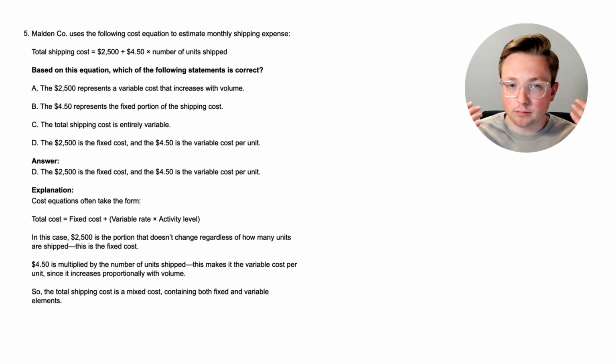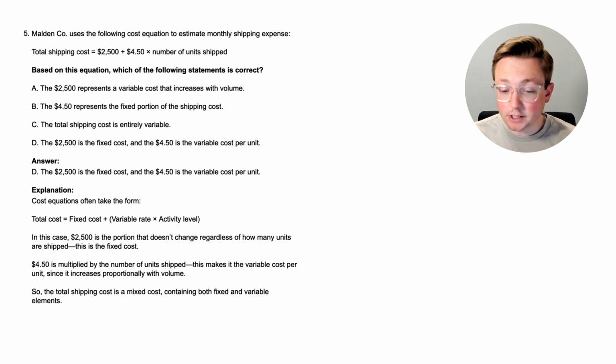So again, I just wanted to make it very clear that when you see this, the static number is probably the fixed cost, and the number that is going to increase based on X number is probably going to be the variable cost. In this case, the $2,500 is the portion that doesn't change regardless of how many units are shipped. That's the fixed cost. The $4.50 multiplied by the number of units shipped is the variable cost per unit, since it increases proportionally with the volume. So if the number of units shipped was 100, it would be $450. Or if it was 1,000 units shipped, it would be $4,500. So again, that one obviously goes up and down with how much the volume is.